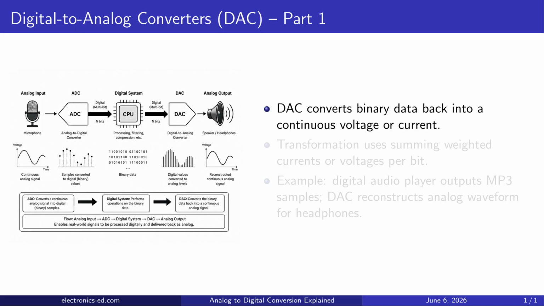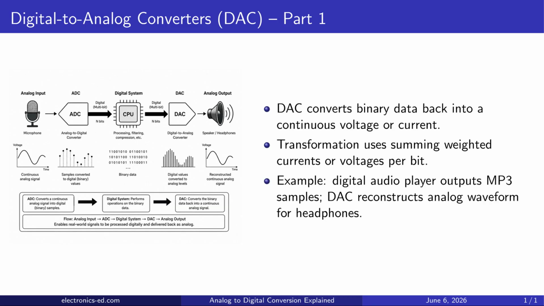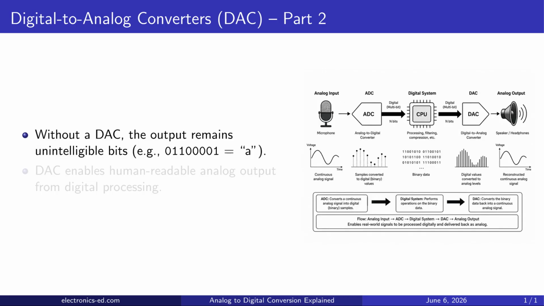A DAC does the opposite of an ADC. It converts binary data back into a continuous voltage or current. This transformation typically uses summing weighted currents or voltages, where each bit contributes a different weight. For example, a digital audio player sends MP3 samples to a DAC, which reconstructs the analog waveform you hear through your headphones. Without a DAC, the output would just be a stream of unintelligible bits.